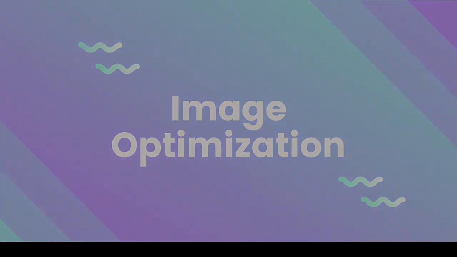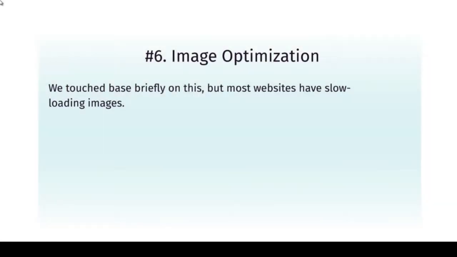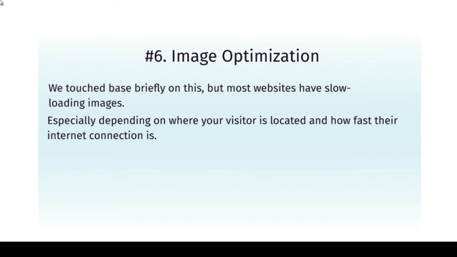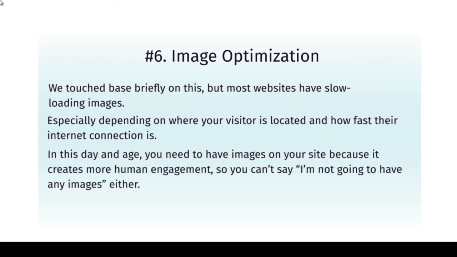Welcome back. We're going to talk about image optimization now. We touched base briefly on this earlier in the previous videos. Like I said, most WordPress sites have slow loading images, and not just WordPress sites, but websites in general, especially depending on where your visitor is located and how fast their internet connection is. You have to assume that your visitors don't have a fast internet speed because you want it to be as fast as possible. In this day and age, you need to have images on your site because it creates more human engagement. You can't say, I'm not going to have any images, and just go with text, because otherwise, that would just be boring.